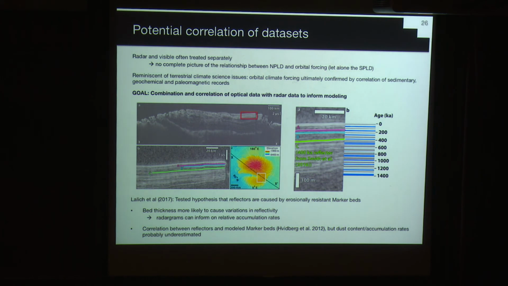And then this year, Dan Lalich, who is here, published a paper where they tested the hypothesis that reflectors are caused by these marker beds, which I've mentioned before. What they found is a correlation between reflectors and modeled marker beds, modeled with the same model that I used for my wavelet analysis, based on Wittberg et al. 2012. These are high protrusion beds, or marker beds, and they appear to correlate well with the marker beds that Lalich et al. looked at in the radar.